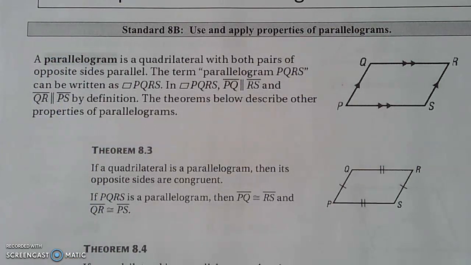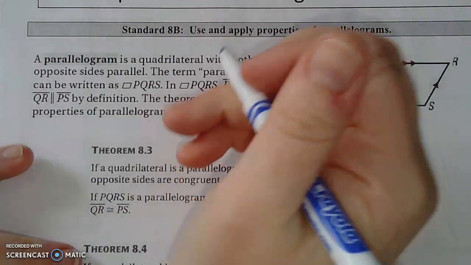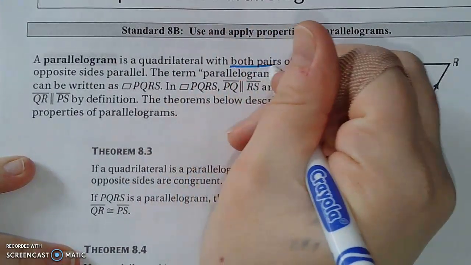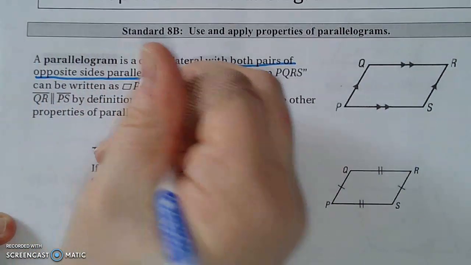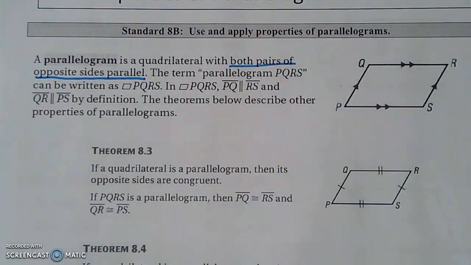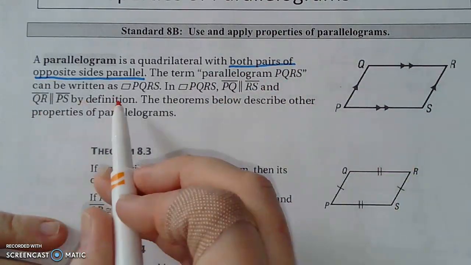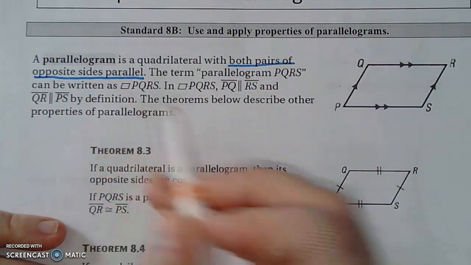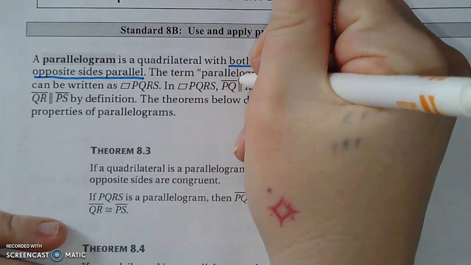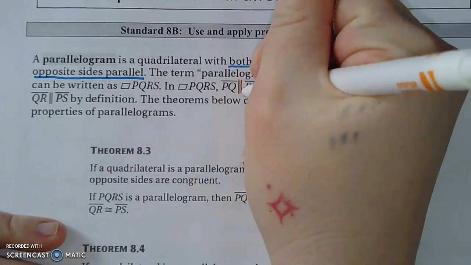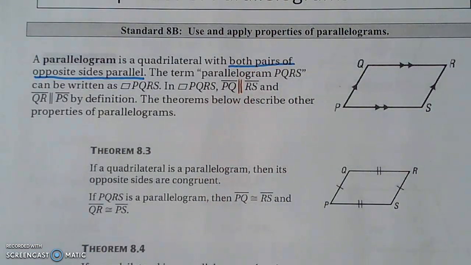It says a parallelogram is a quadrilateral with both pairs of opposite sides parallel. So let's underline that. Both pairs of opposite sides parallel. And it's important to know some key facts when looking at that. The first one is, the term parallelogram can be written using this symbol. And you will see this symbol right here, which is two lines going up and down. Those two lines stand for parallel.